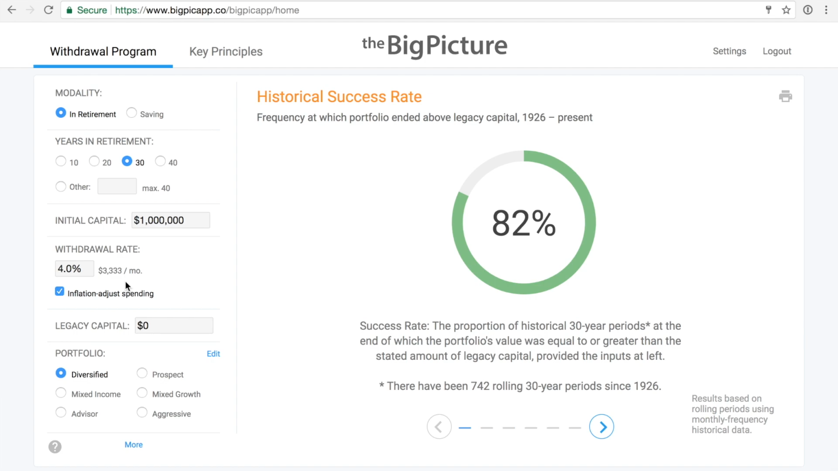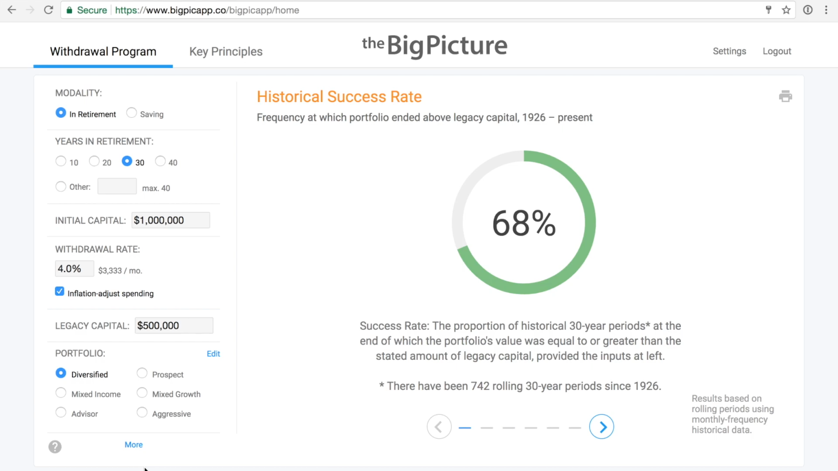Of course, a lot of retirees are not interested in just remaining solvent, but in leaving behind some legacy value. So if I input a legacy capital value that is higher than 0, say $500,000, the success rate changes. The reason is that now we are defining success as ending a given retirement with at least $500,000 in capital left in the portfolio. Since the bar has been raised, the success rate has gone down.